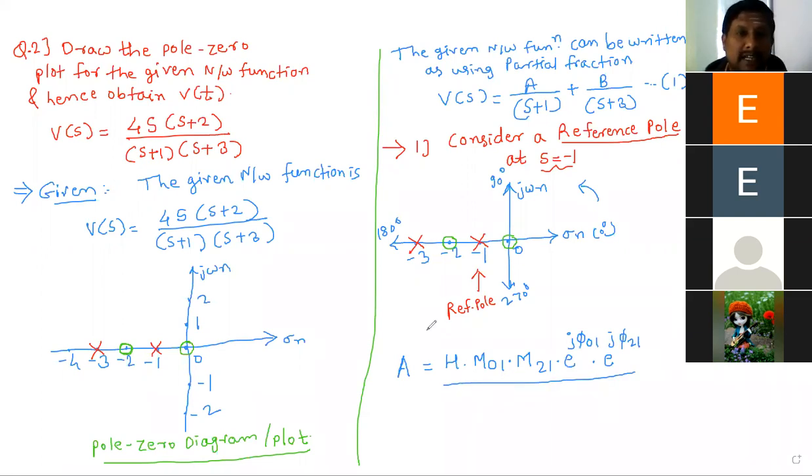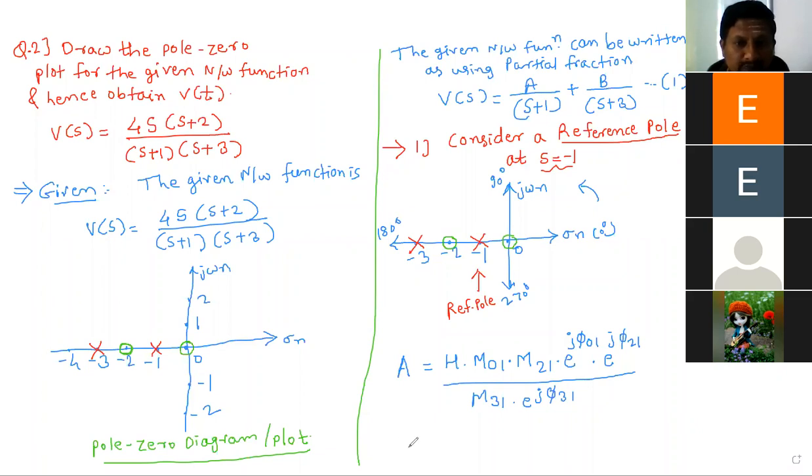Okay. What will come in the denominator? The distance and angle from the other pole to the reference pole. So m 3 to 1 into e raised to j phi 3 to 1. Now you understood up to this point how to write the equation. Any questions?